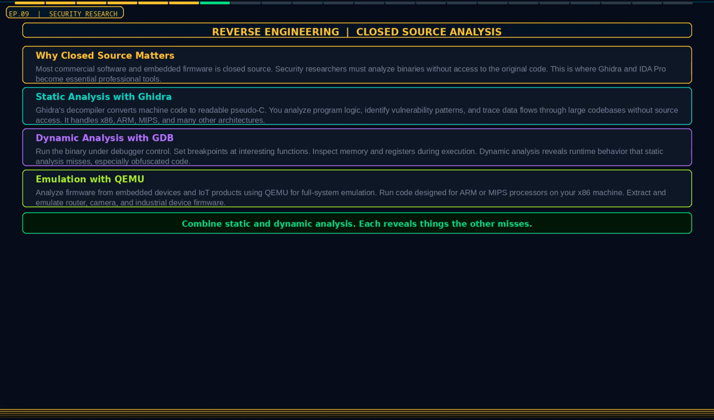The combination is essential. Static analysis gives you the structural understanding: which functions exist, what they call, what the overall program flow looks like. Dynamic analysis gives you the runtime context: what values actually appear in memory, which code paths execute for specific inputs, and where the program's behavior diverges from what static analysis suggested. QEMU emulation extends your capability.